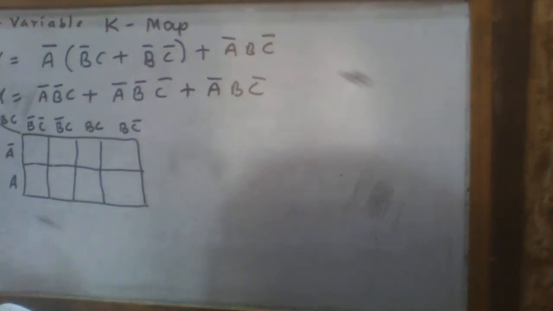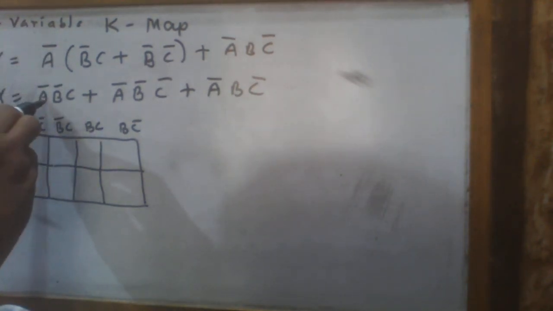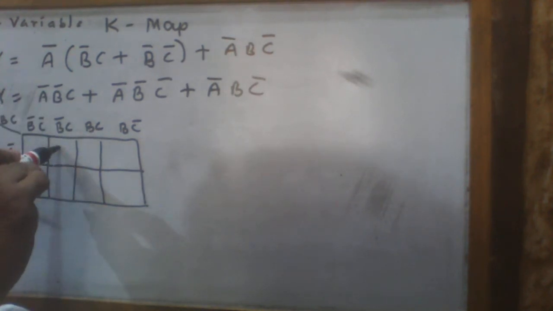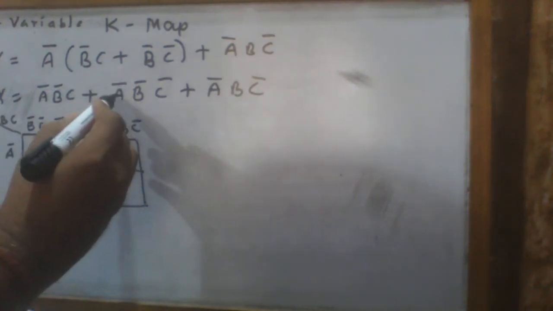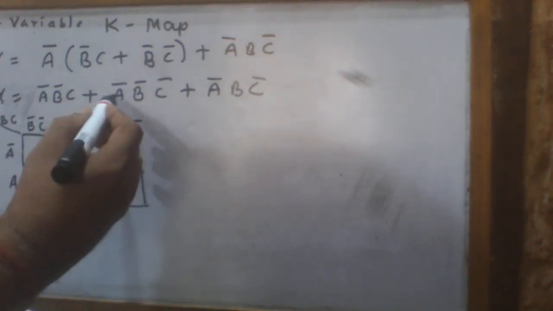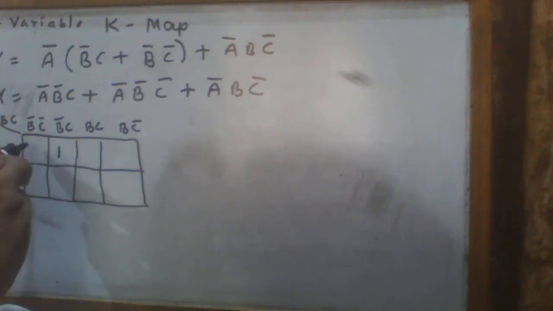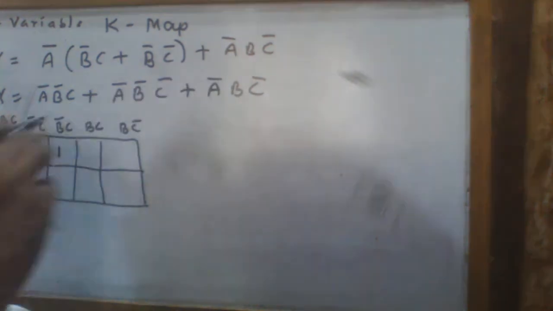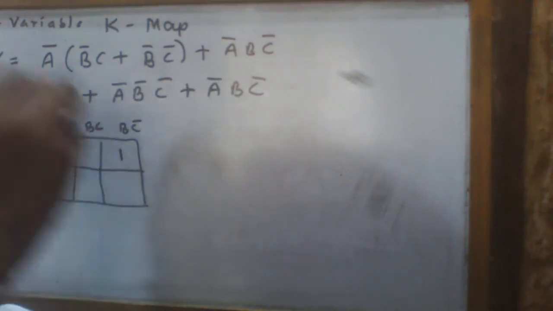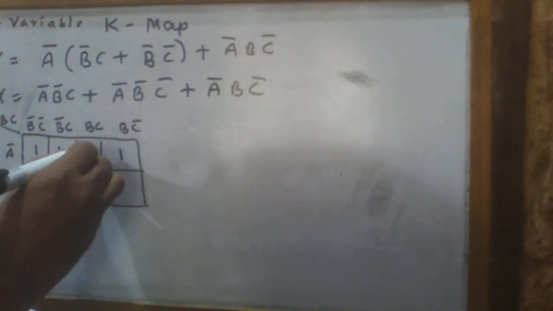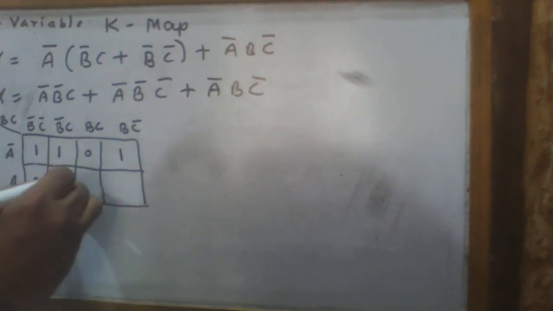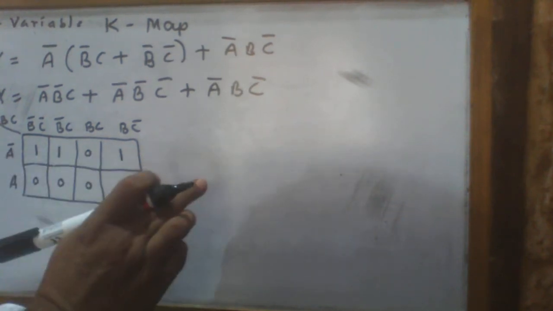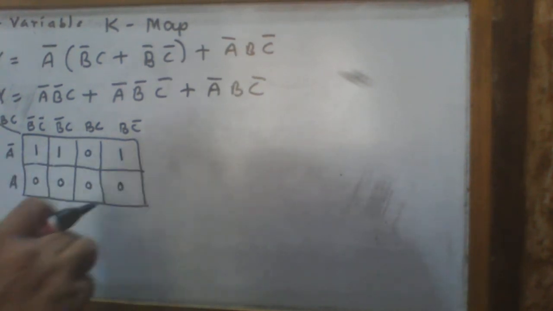Now, this first term is A bar B bar C, so I will write 1 here. For the second term, A bar B bar C bar, I will write 1 like this. And for the third term, A bar B C bar, I will write 1 here. All other cells will be filled with 0. In this way, the K-map can be plotted.